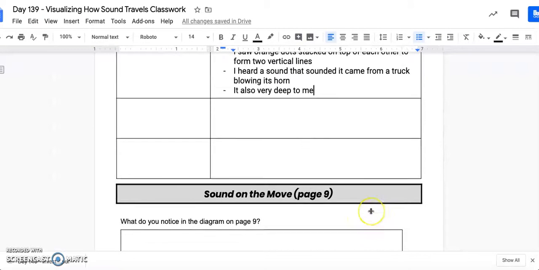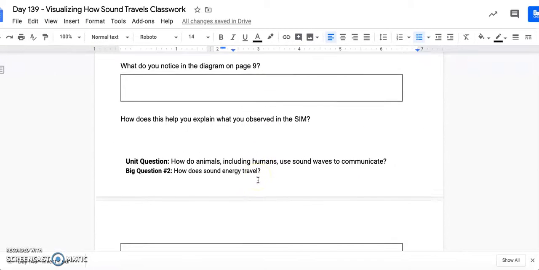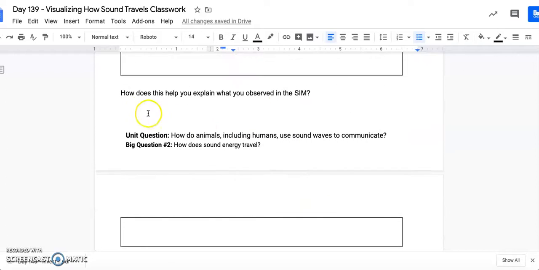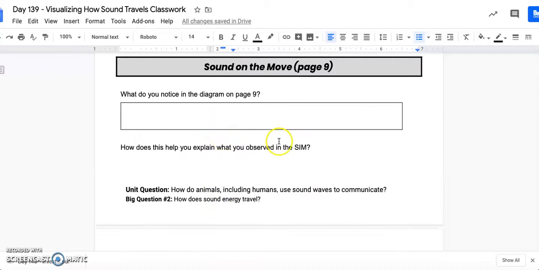We're going to go ahead and move on to our text. You are going to have to answer these 2 questions. What do you notice in the diagram on page 9, as well as how does this help you explain what you observed in the sim? And that box is right here. So I'll sort of shift that for you guys.